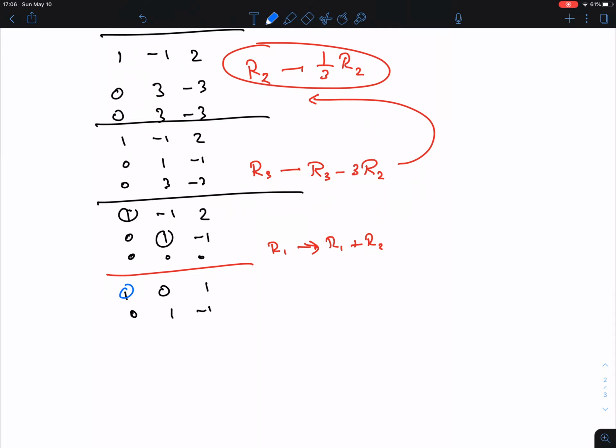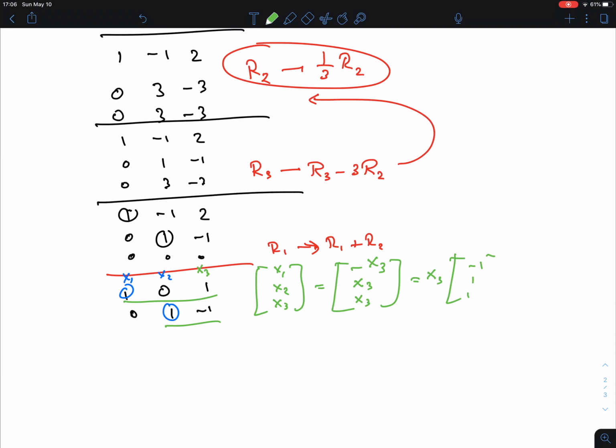Let's see. x1, x2 are pivots, and x3 is the free variable, so let me write it up again, x1, x2, x3. What is x1? From this equation we see it's minus x3, from this equation we see x2 is equal to x3, and x3 is always equal to itself. So x3 times minus 1, 1, 1.